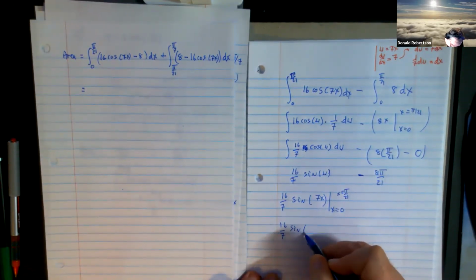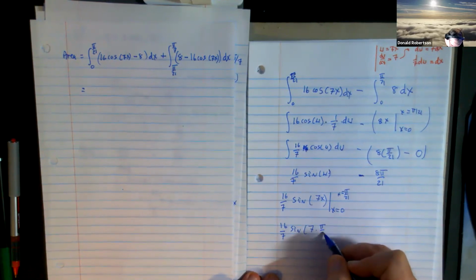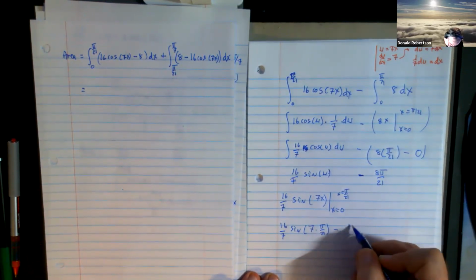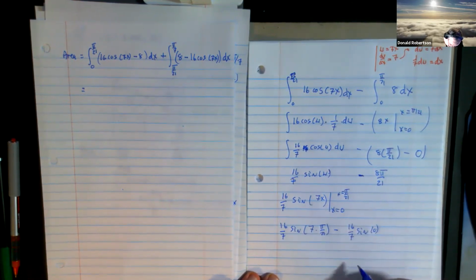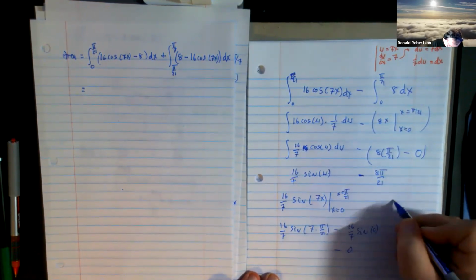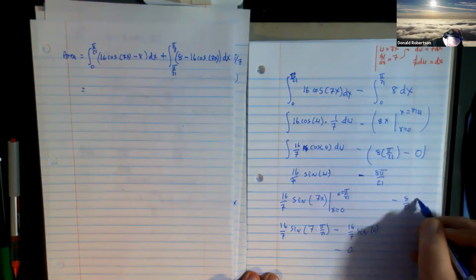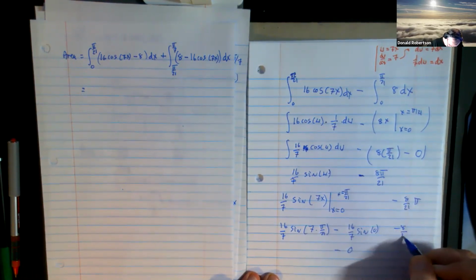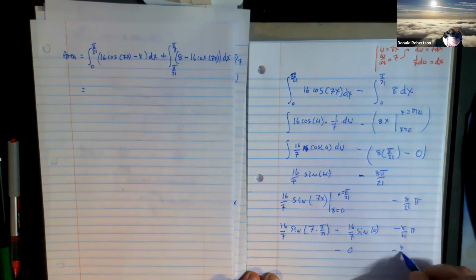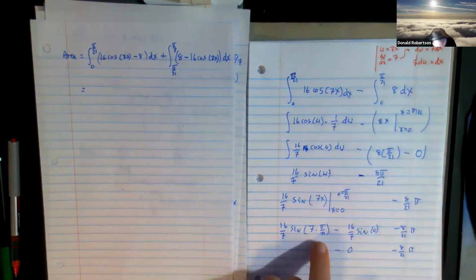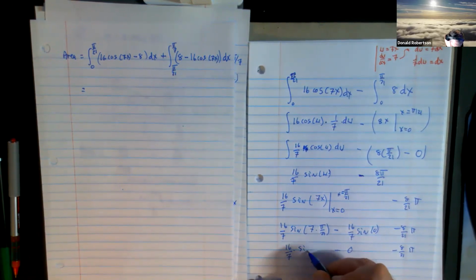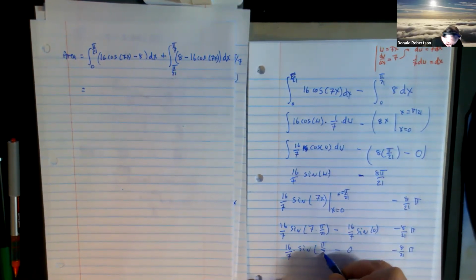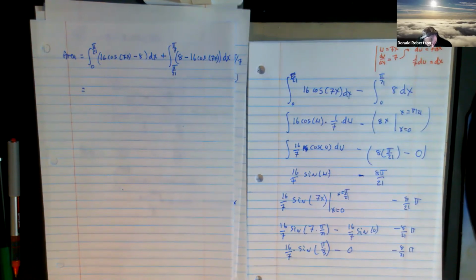It's going to get me 7 lots of pi over 21, take away 7 nothings, which is nothing. All the time, I've still got this guy at the end, he's still there. This fella here is 16/7. The sine is 7/21, which is pi over 3.